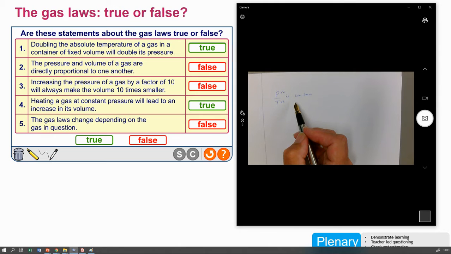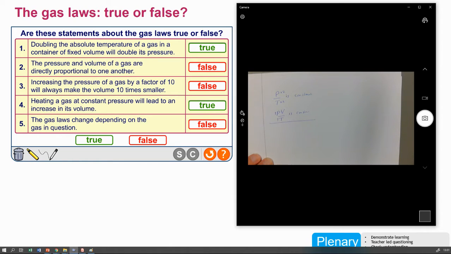Is there another way we can do it? I believe there might be. Let's have a look. PV over T is a constant. That's the combined one. If we keep the volume the same, if we double that, we have to double that. Yeah, so an application of that.